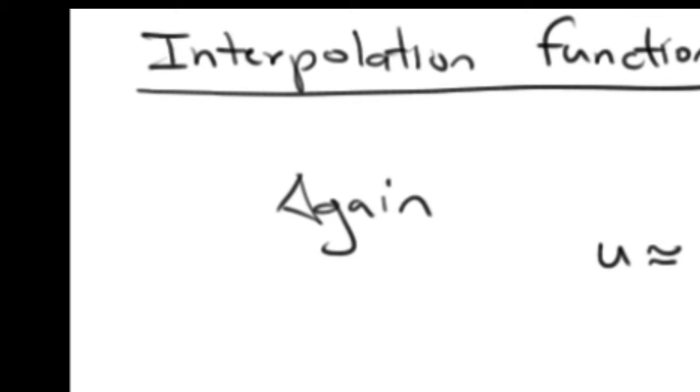The other thing we've already talked about, right? The set of phi j must be linearly independent.